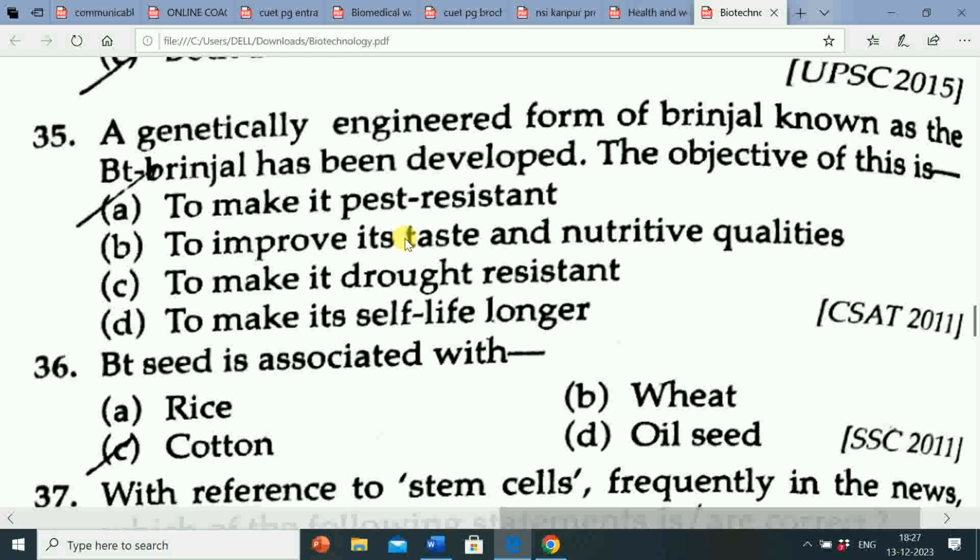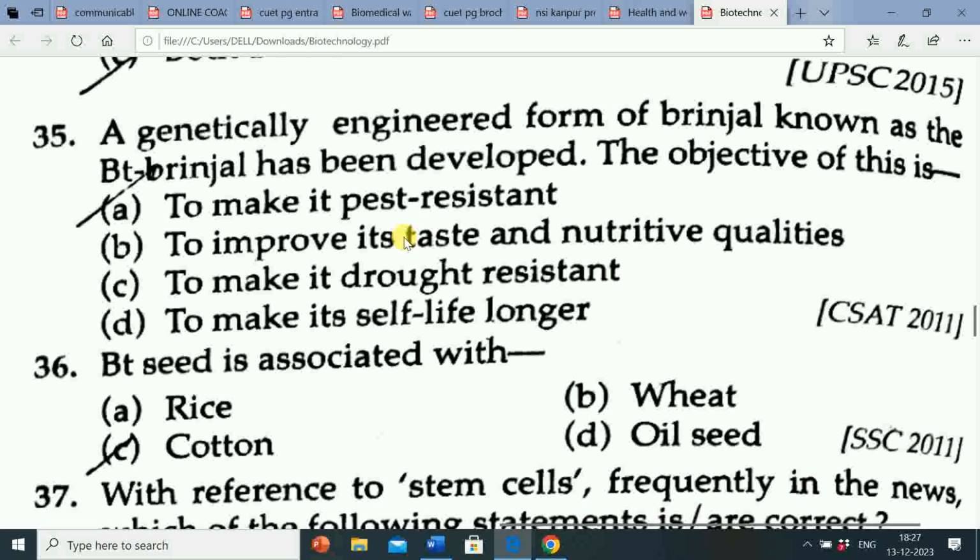Next question is, a genetically engineered form of brinjal known as the BT brinjal has been developed. The objective of this is option A, to make it pest resistant; option B, to improve its taste and nutritive qualities; option C, to make it drought resistant; option D, to make its shelf life longer. So the correct answer is option A, to make it pest resistant.